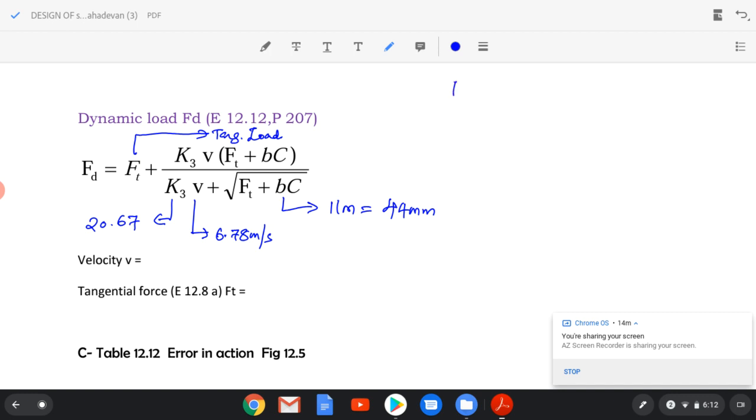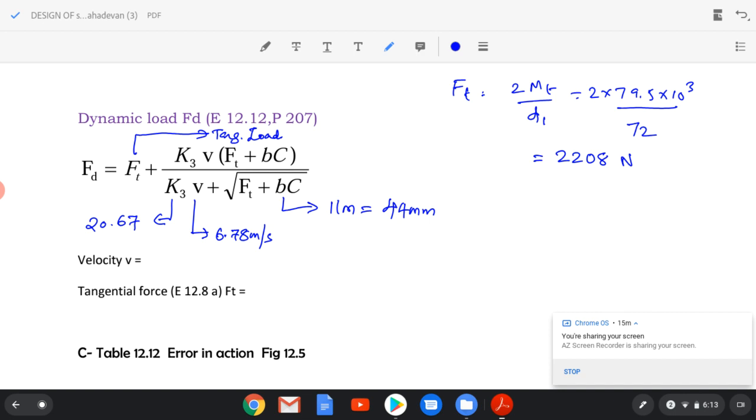First we will find the value of Ft. Ft equal to 2 mt by d. Since we are designing the pinion, we take it as d1. 2 mt by d1 equal to 2 into 79.5 into 10 power 3 divided by d1 equal to 72 mm. That will come to 2208 Newton.